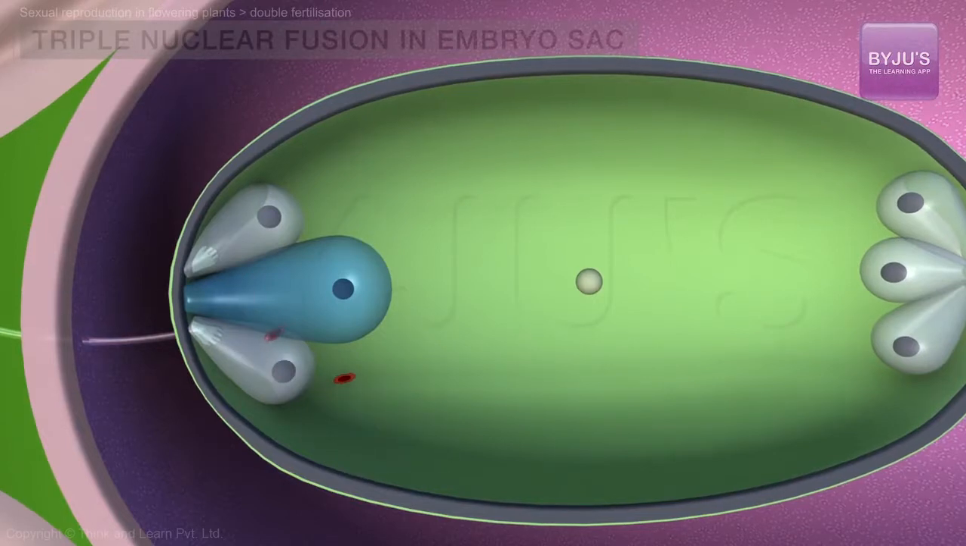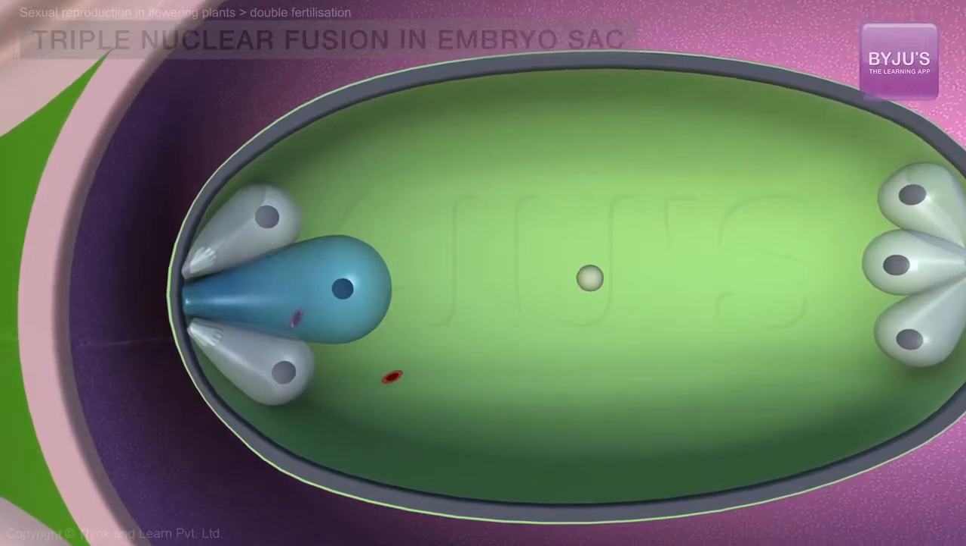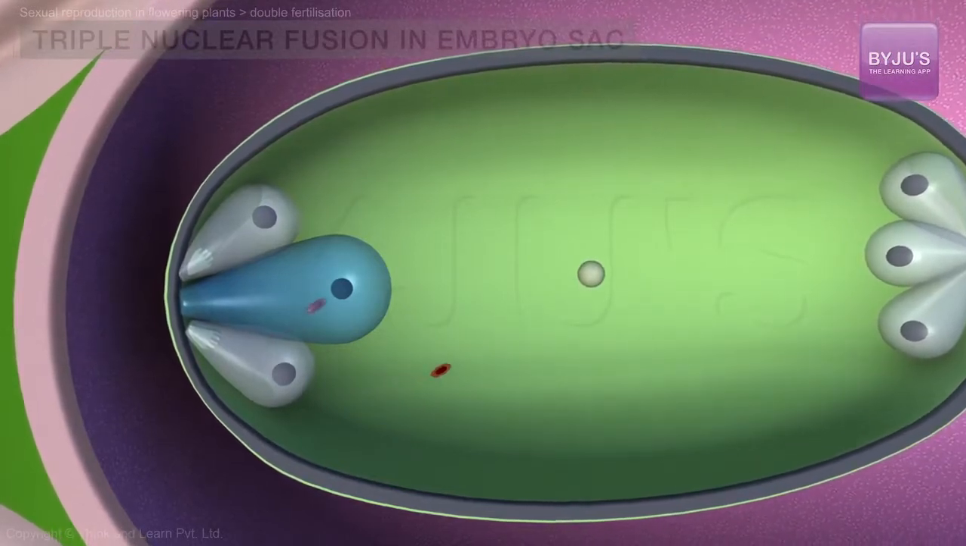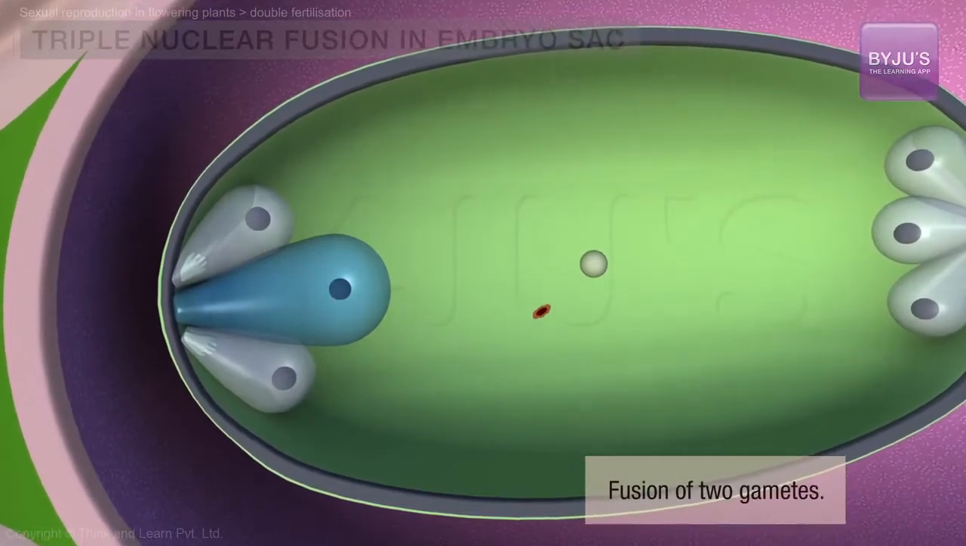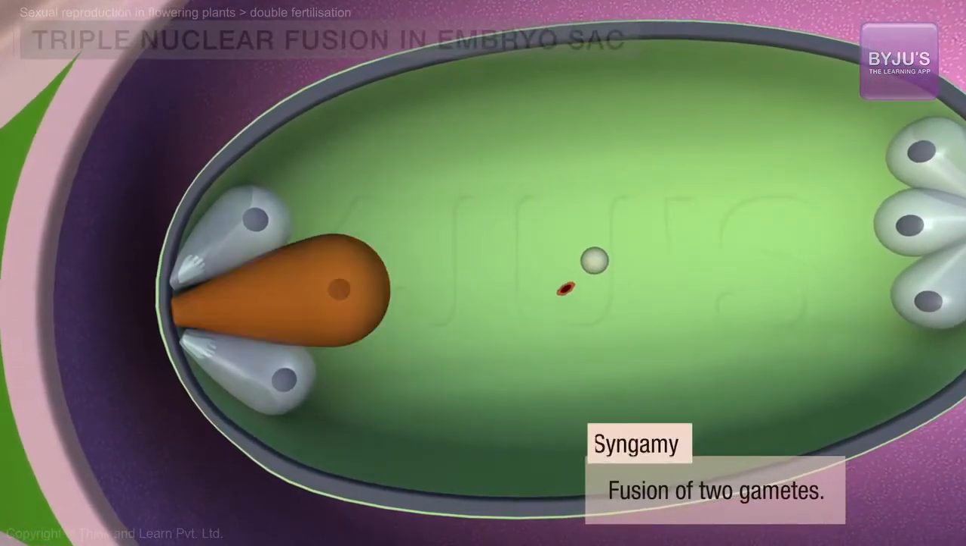The sperms exhibit amoeboid movement. One of the male gametes moves towards the egg and the other to the polar nuclei. Only one of the two sperms fuses with the egg, resulting in syngamy or true fertilization, which leads to the formation of a diploid zygote.